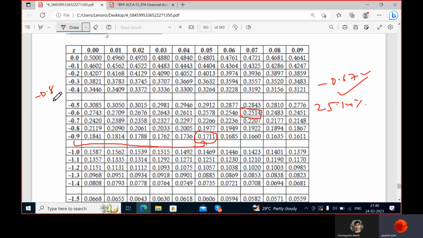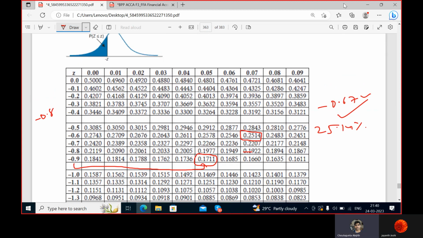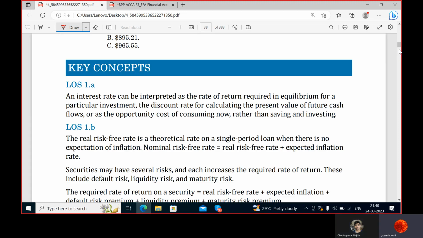There was one more Roy safety number, na? I don't remember is what I'm trying to say. Okay, I think the number is there now. We'll see that. So 25.14 we got one.